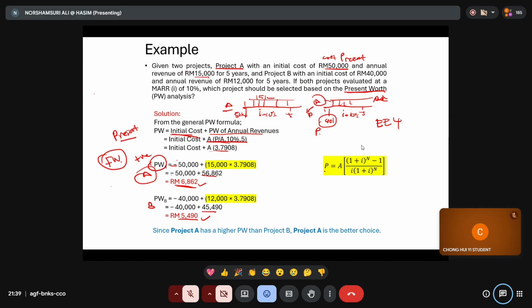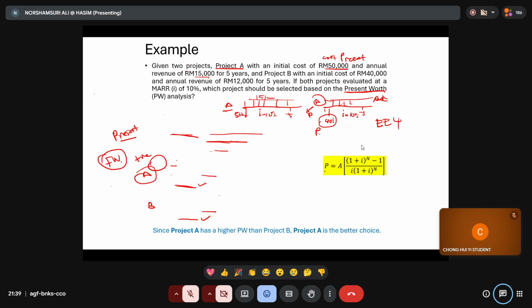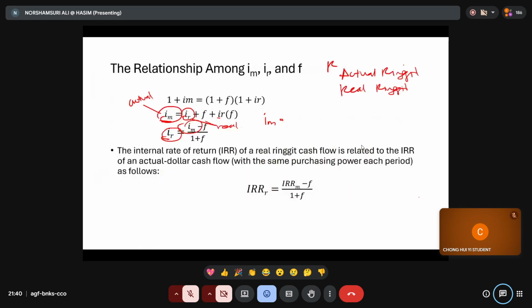Because I wondered, just now it was E6, right? Then suddenly E4. So okay, EE6 is almost similar to EE4. The only thing that EE6 has is the real and actual ringgit. I mentioned this one. And if you go to this one, they also have notes about how to convert from actual to real and real to actual. They have the formula there. I think it's the same thing, the formula actually.